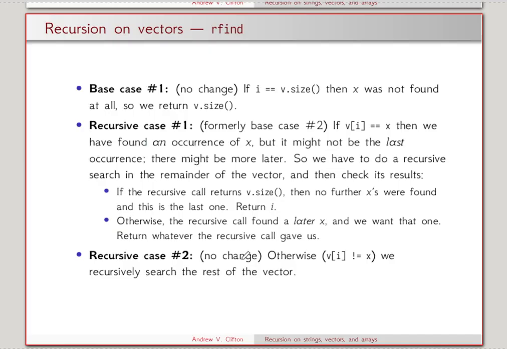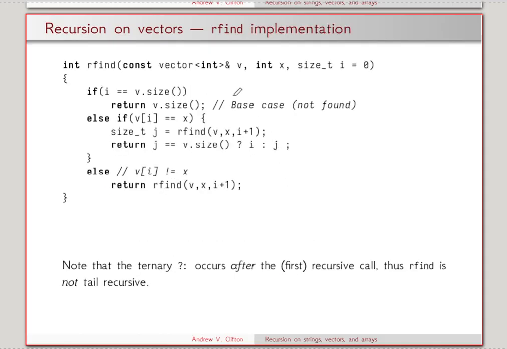And then the second recursive case is identical to the other one. If v sub i is not equal to x, then just search the rest of the vector. So this is the implementation. This is the base case. That did not change. If we get all the way to the end, then I couldn't find what you were looking for. This one here, this is where the big change is.